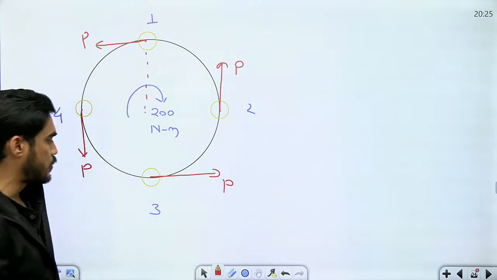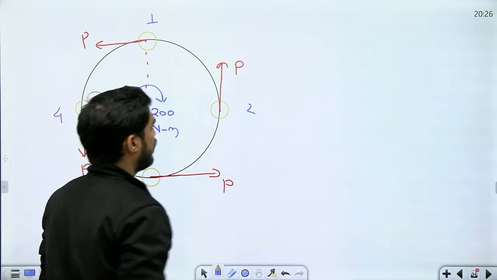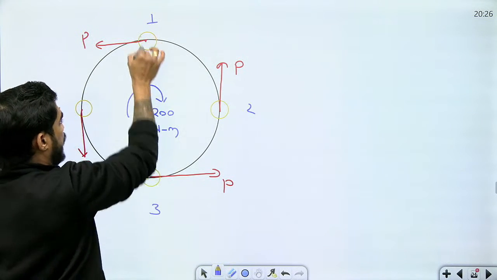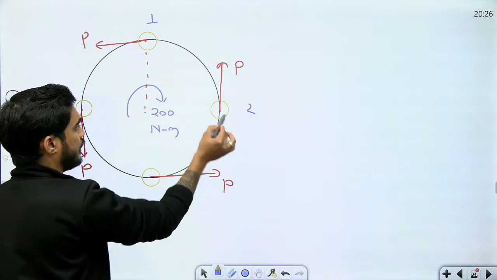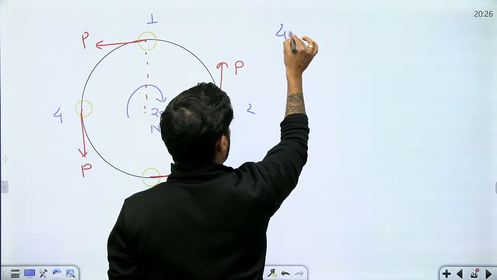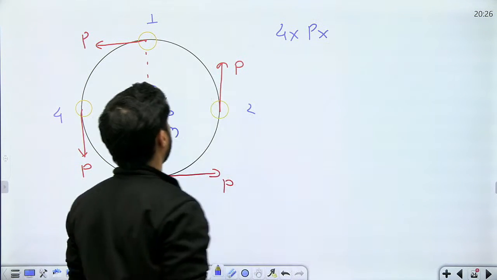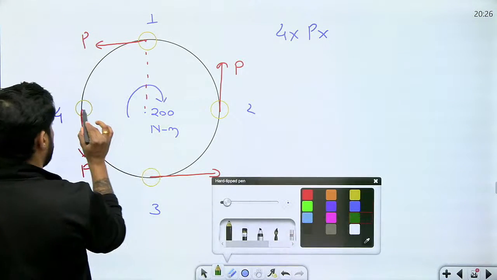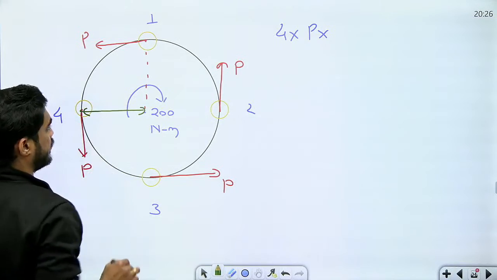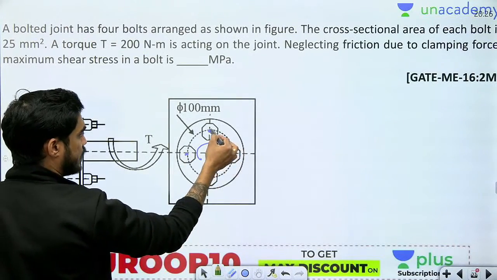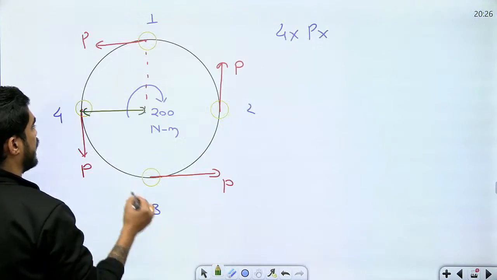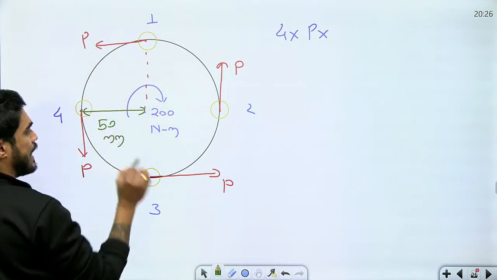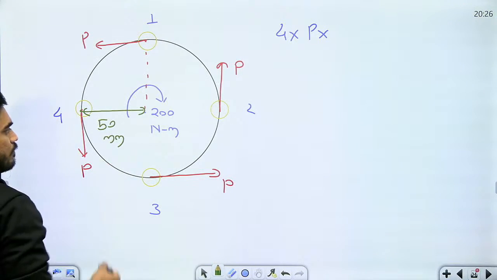How I will calculate this P? Beta, all these forces will apply how much torque? P into distance, P into distance, P into distance, P into distance. तो ये हो जाएगा 4 into P into what will be the distance? ये distance कितना है मेरे भाई? What will be this distance? इस सर्कल का ये जो सर्कुलर पाथ है इसका डायमीटर 100 है. So this distance will be 50 mm, right? This circular path has diameter 100 mm. So this will be 50 mm.